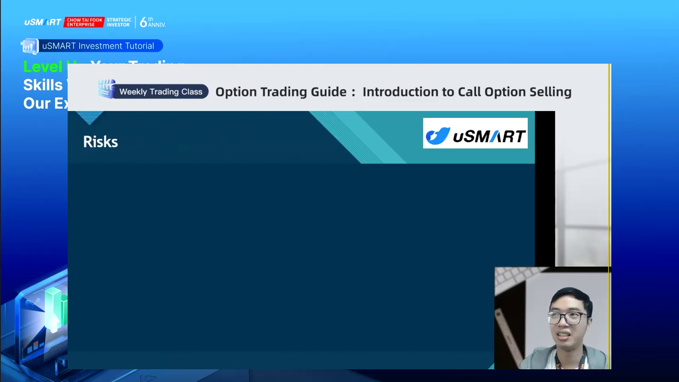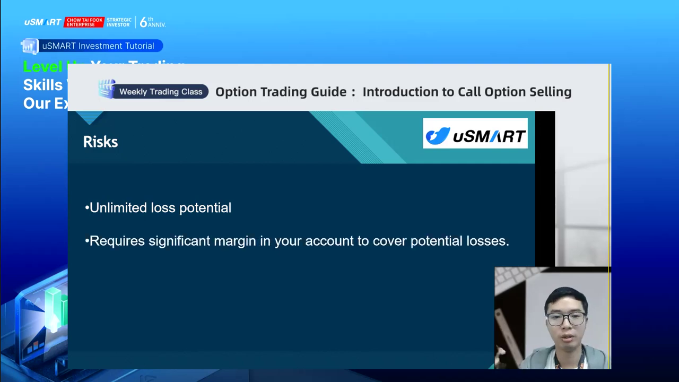Okay. So yeah, I explained about naked sell calls. The risk is unlimited, and your maximum gain is the premium only. The risk-reward is not good, and it requires you to have a significant margin in your account to cover potential loss. Because just now I explained the loss can be unlimited. What if one day the stock surges for more than 30%, 40%? You can face a massive loss, right?